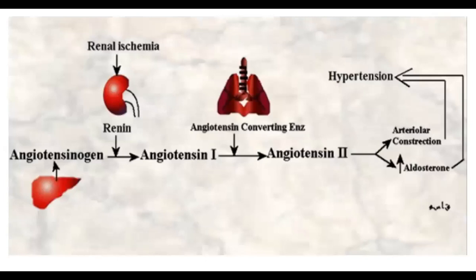So this is a graph showing you how angiotensin 1 is converted. Angiotensinogen is produced in the liver. Then angiotensinogen is converted to angiotensin 1 by the renin secreted by the kidney. Then angiotensin 1 is converted to angiotensin 2 by the angiotensin converting enzyme, which is produced in the lungs. Angiotensin 2 helps in arterial constriction as well as increased production of aldosterone. Both help in the control of blood pressure, which helps in hypertension.